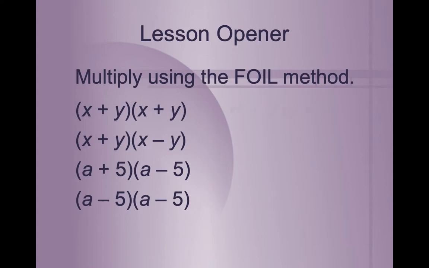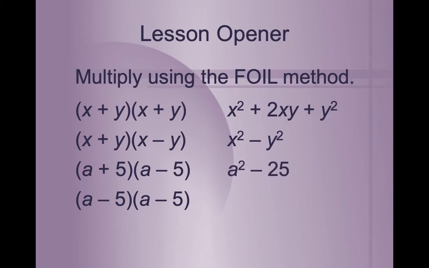So the first one, you should have x squared plus 2xy plus y squared, and then x squared minus y squared. The third one should be a squared minus 25, and then a squared minus 10a plus 25.